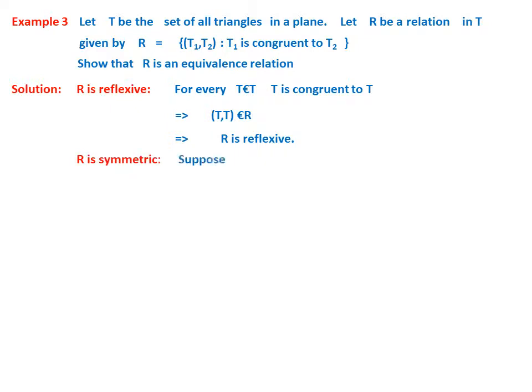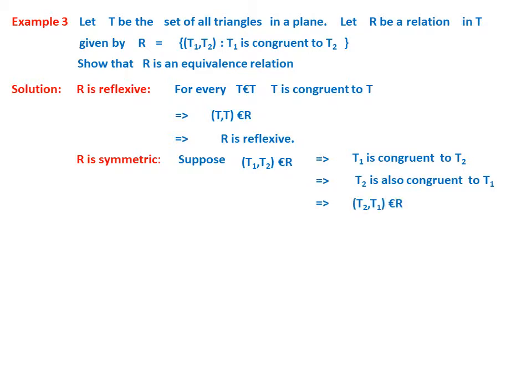Similarly, now we can show that R is symmetric. What you have to do is, suppose (T1, T2) belongs to R. This implies, what is the definition now? T1 is congruent to T2, because the definition of the relation is that (T1, T2) belongs to the relation if T1 is congruent to T2. Now, whenever T1 is congruent to T2, naturally T2 is also congruent to T1. You know this from geometry. So this implies (T2, T1) also belongs to R. So it is a symmetric relation.